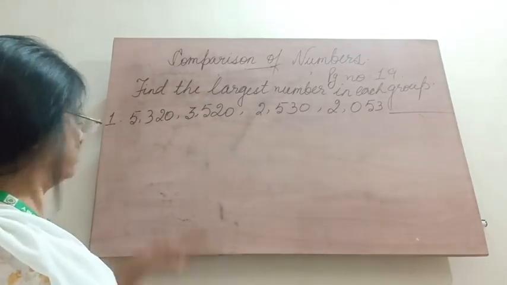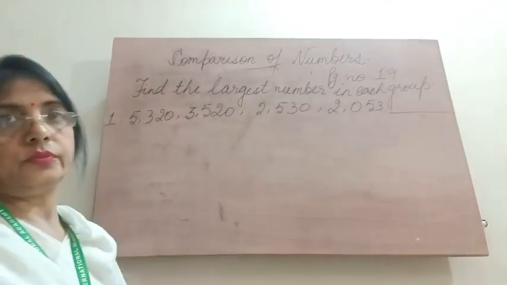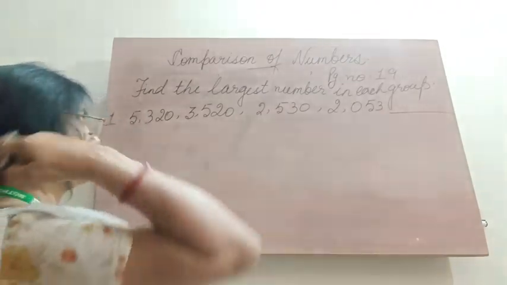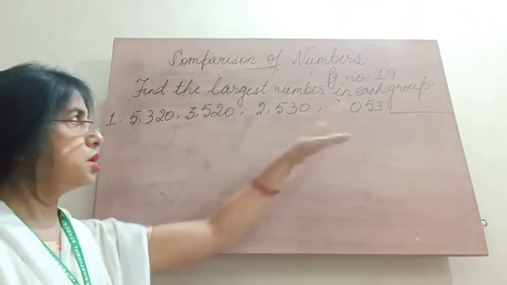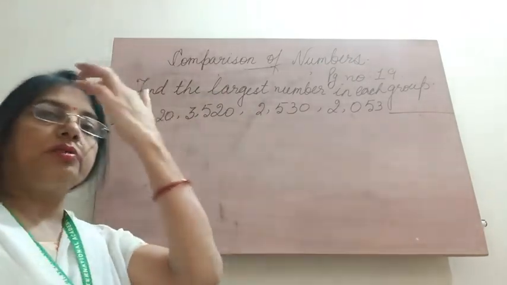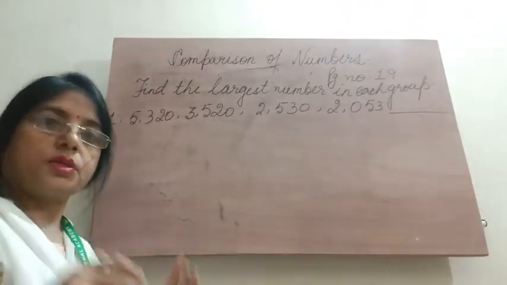So what to do? 4 numbers are given. If you have the book, please look into the book. Out of the 4 numbers, what you have to find out? You have to find out the largest number. So start.